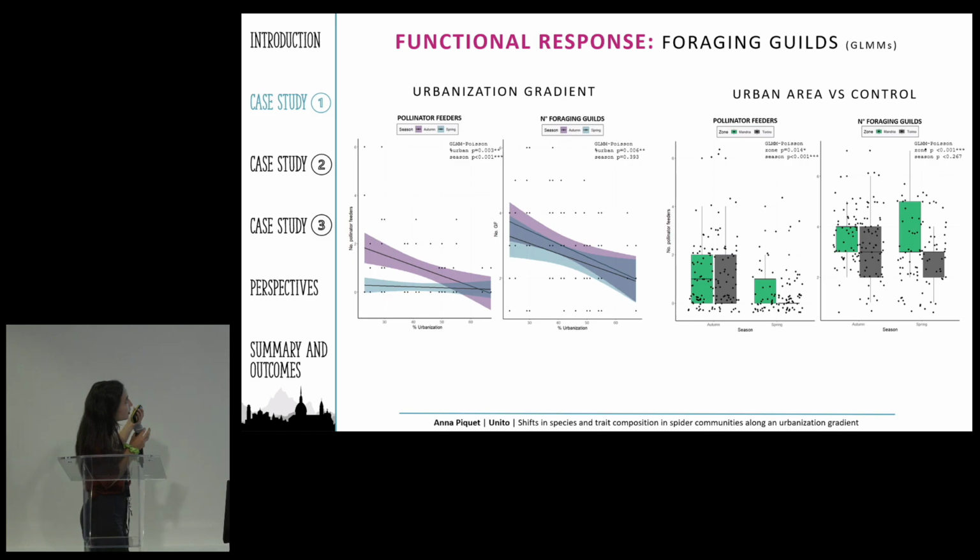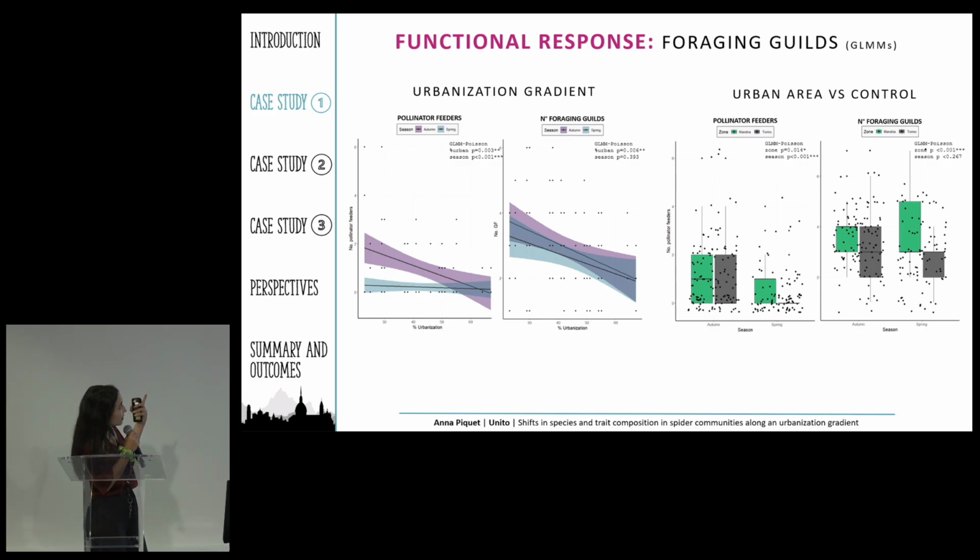Here you can see the functional response. So we asked ourselves, does this taxonomic decrease at increasing urbanization correspond also to the loss of some functional ecosystem functions? We divided the spiders in foraging guilds based on the type of hunting strategies, and then we calculated how the number of guilds varies along the gradient.